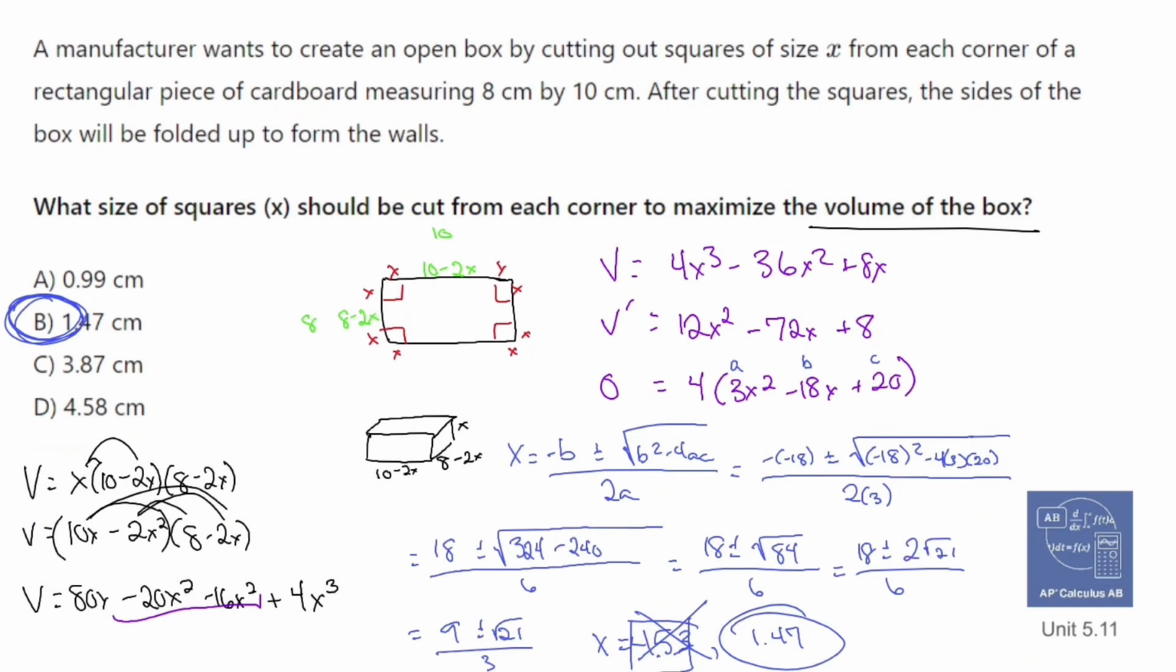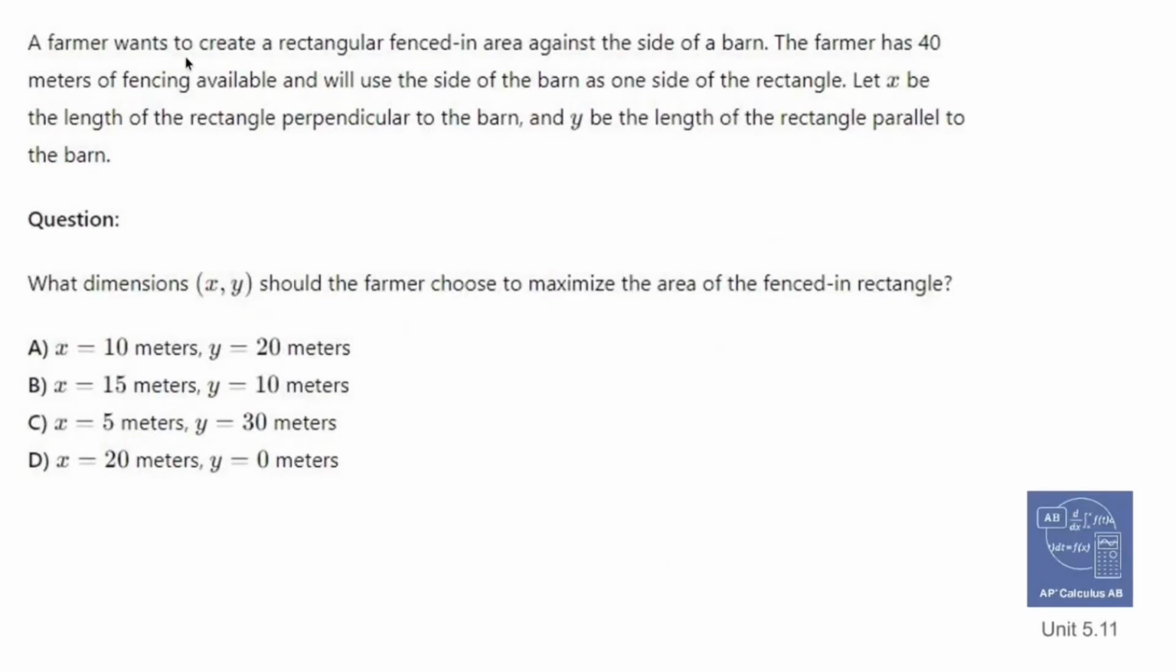Tricky stuff. Quadratic formula is never fun, but you need to know how to use it, so this is us using it. Happy times. A farmer wants to create a rectangular fenced-in area against the side of a barn. The farmer has 40 meters of fencing available and will use the side of the barn as one side of the rectangle. Let x be the length of the rectangle perpendicular to the barn, and y be the length parallel to the barn.